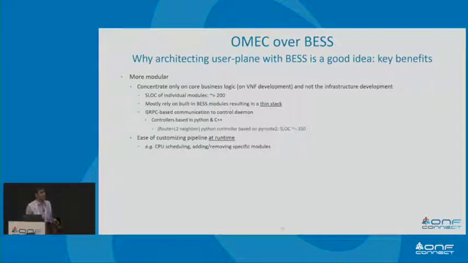Okay, so why is moving the OMEC SP gateway user plane to BESS a good idea? I've already summarized some of the key features that BESS is providing by default. The overall architecture becomes much more modular with the BESS version of the SP gateway user plane. A developer only has to concentrate on the core business logic and not worry about infrastructure development. Consider the average source lines of code for each such module that we have written ourselves.